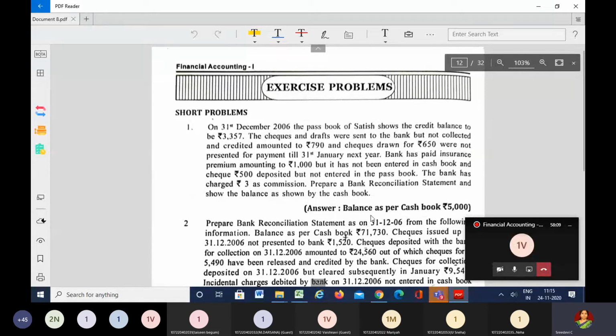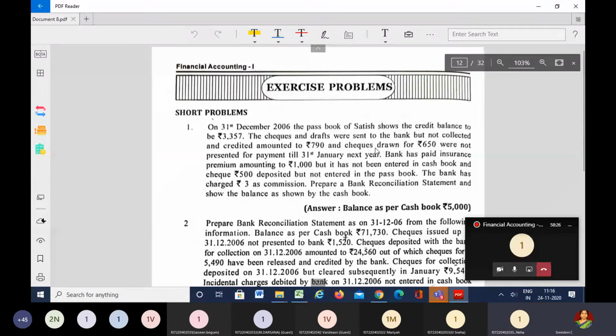Is it clear? Excuse me, ma'am. Ma'am, can you please explain that when checks drawn for 650 were not presented for payment till 31st January? Yes, ma'am, that one. Checks drawn in the sense, issued, right?